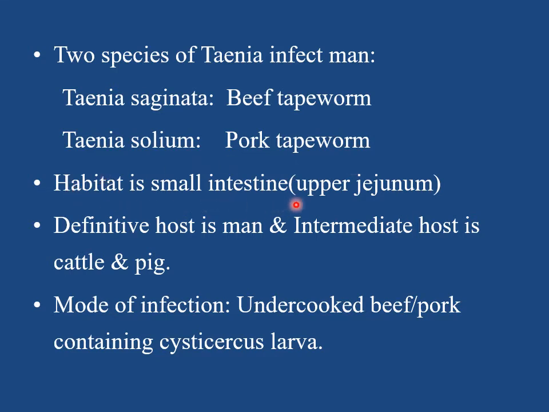Habitat is the small intestine, upper jejunum. Definitive host is man and intermediate hosts are cattle and pigs. Mode of infection is undercooked beef or pork containing Cysticercus larvae. So the larval form is found in beef or pork. If they are consumed uncooked or undercooked, then these larvae can enter our body and the cycle can run.